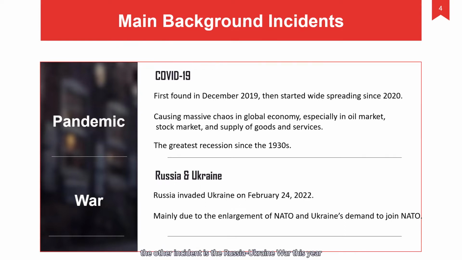The other incident is the Russia-Ukraine war this year. Such military action of Russia was deemed as a violation of human rights. Hence, most Western countries imposed sanctions on Russia as punishment, and those sanctions affected the global economy in various ways. Now, let's focus on the details of the impact in the US.